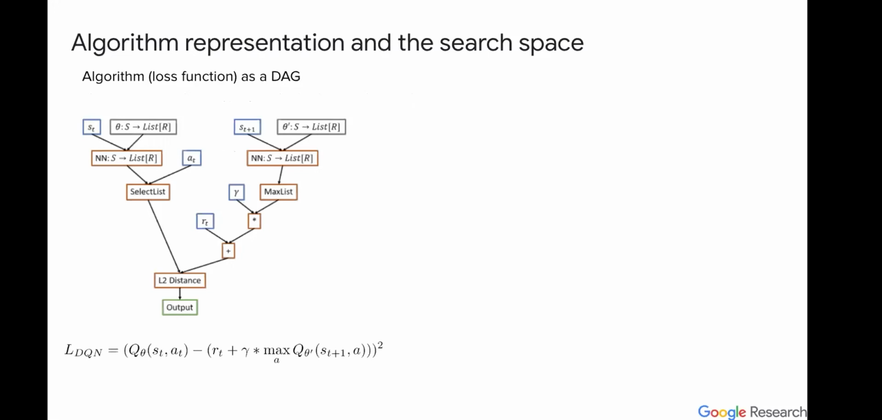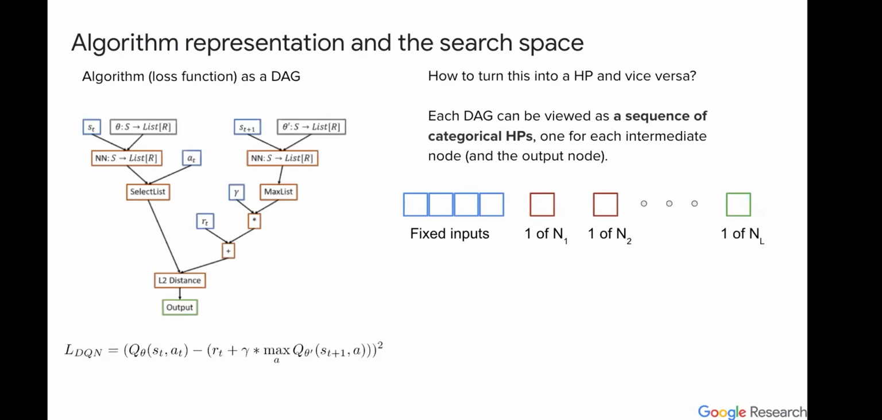All right, so as Sandra mentioned, we can view this RL algorithm and its loss function as a directed acyclic graph. You can think that this graph can be built incrementally, one node at a time, in topological ordering. Here we are using DQN, a classic reinforcement learning algorithm, as an example. So now how can we turn this into a hyperparameter that can be optimized? With topological ordering, each DAG can be viewed as a sequence of categorical hyperparameters. So there is no magic here.